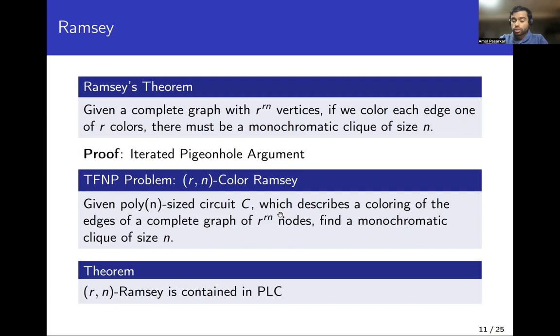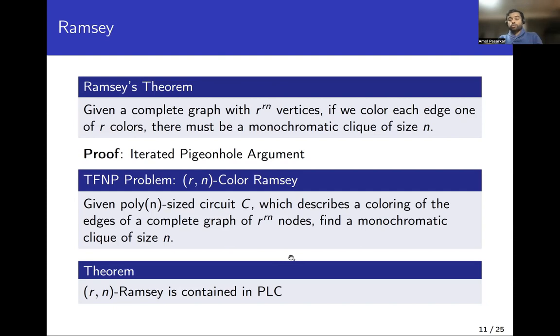And you can take the TFNP problem based off of this Ramsey's theorem, which is a graph essentially given implicitly by a circuit of polynomial size. And this circuit is going to take 2 nodes as input, and it's going to output the color of its edge. So this graph is going to implicitly define an edge coloring on the complete graph of size r to the Rn. And the challenge, of course, is to find a monochromatic clique of size n.